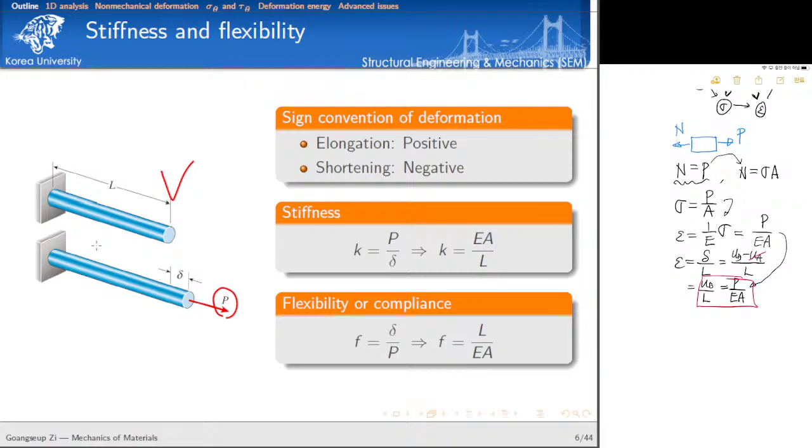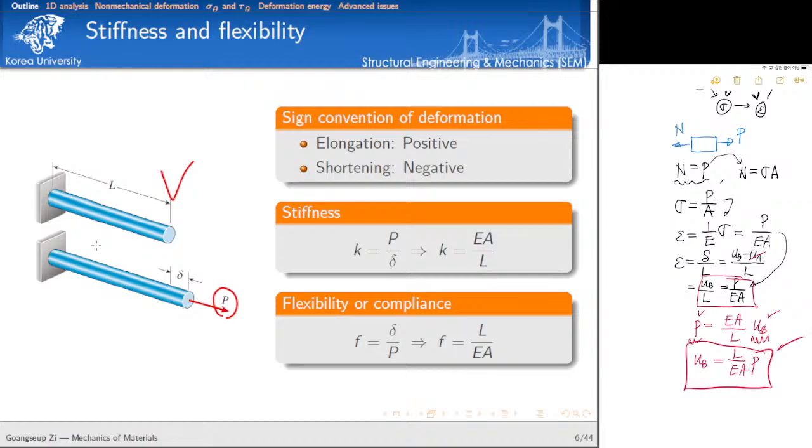So if you do that, the external load P is given by elastic modulus and cross-section area, divided by the length, and UB. So make sure that this is the magnitude of displacement vector and the magnitude of external force. And also we can get the nodal displacement at point B in terms of applied load P. You understand?